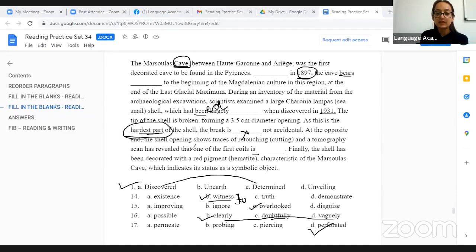These are the answers. The last one, with "is", takes the third form, because again it's passive voice. We cannot put "ing" there. That is why the first word is perforated.